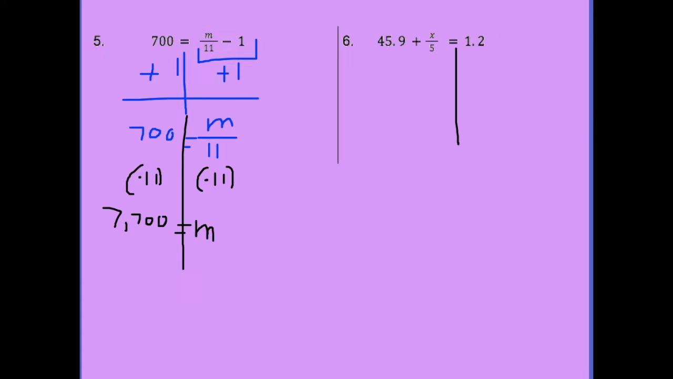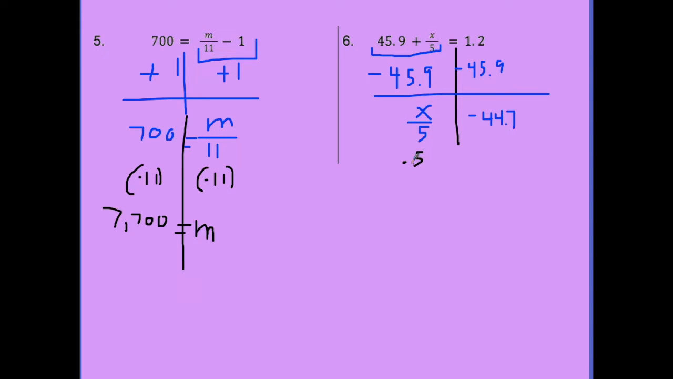Number 6 here, this is the last one with just the equation solving. So we'll have to do opposite of what we see, right? Minus 45.9, minus 45.9. So when we do that, we'll be left with x over 5. And on the right side, negative 44 and 7/10, or negative 44.7.